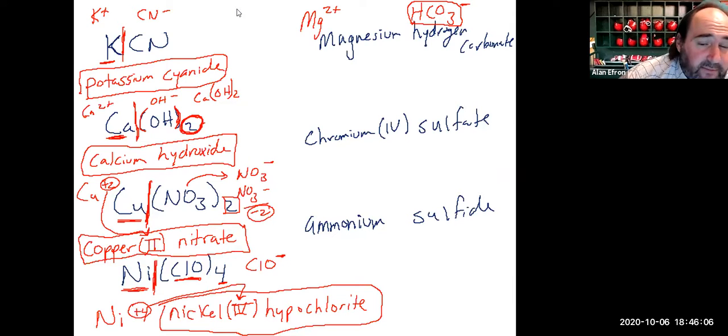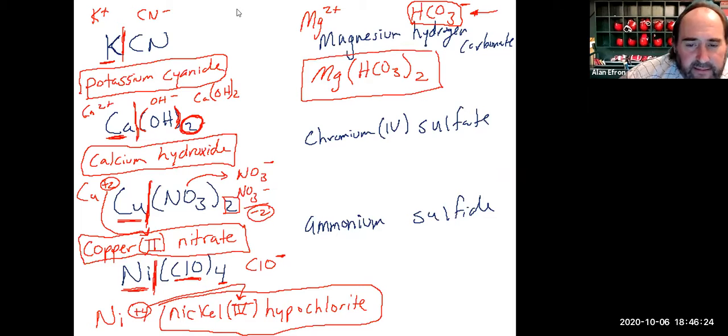What that means is we actually need two of the bicarbonates to balance it out. And that would give us a formula Mg. Since we have more than one of the polyatomic ions, we do need parentheses, HCO3 in parentheses and the two on the bottom. That two means we have two of these guys here. At minus one each gives us a minus two, and that balances out with our plus two.